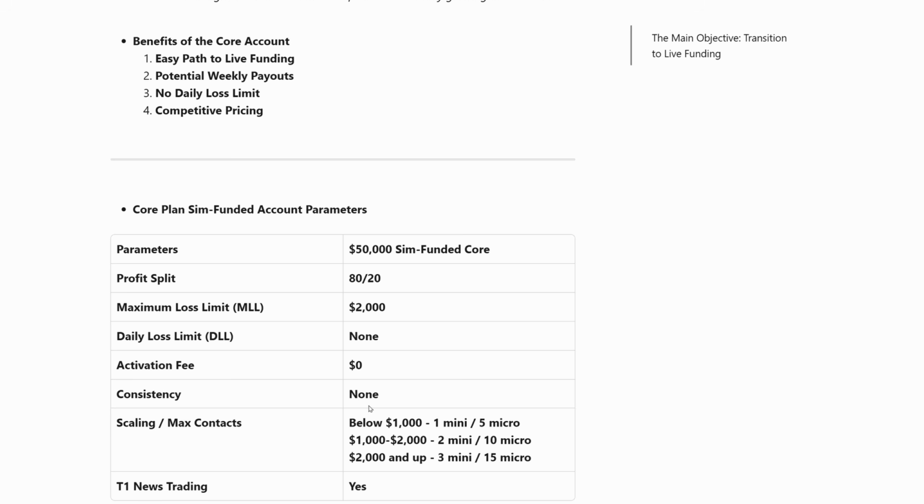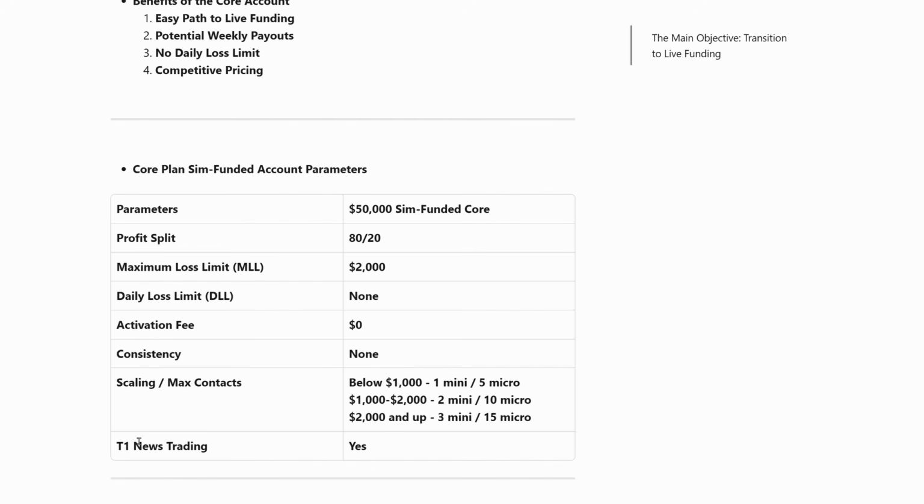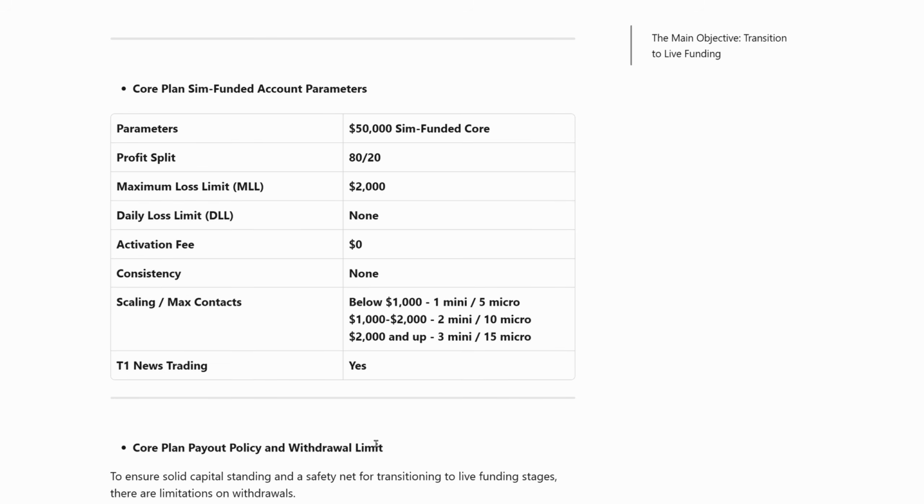And you want to come down here and look at the scaling rule. This is going to be a little bit different. So in the evaluation phase, you could trade 10 micros for every 1 mini. However, in the funded stage, you can trade 1 mini or 5 micros if your account has less than $1,000 of profit. If you're between $1,000 and $2,000 of profit, you can trade 2 minis or 10 micros. 2,000 and up, you can trade 3 minis or 15 micros. And it says news trading. Yes, you no longer have to worry about the news.